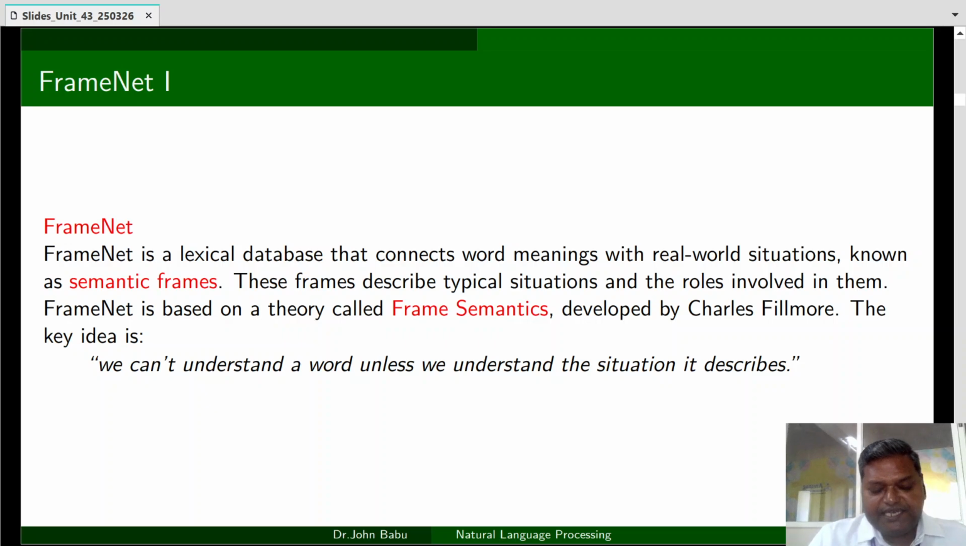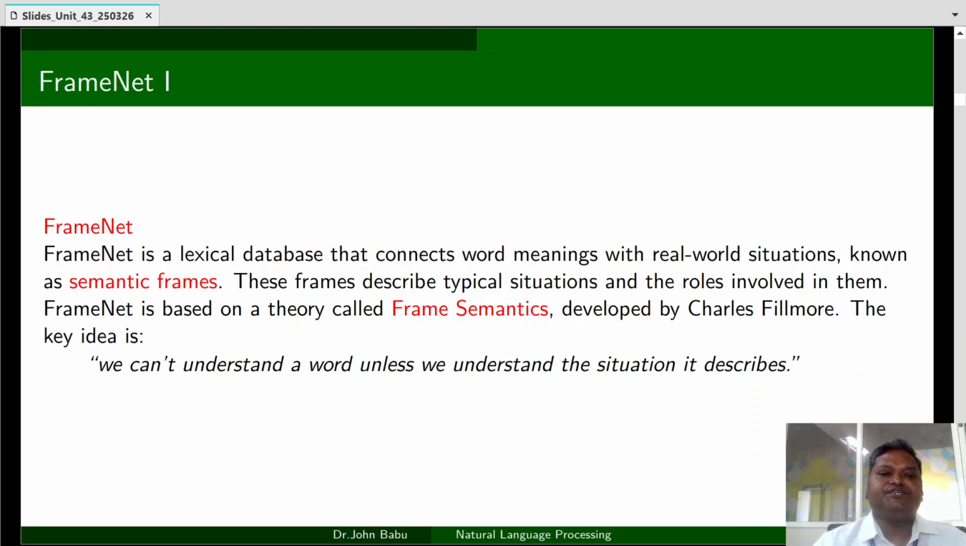So FrameNet is a lexical database containing words as a semantic frame. We'll see what is a semantic frame shortly. These semantic frames, they explain the context.